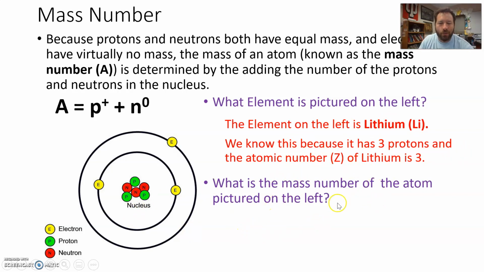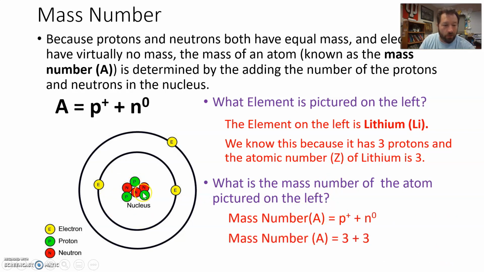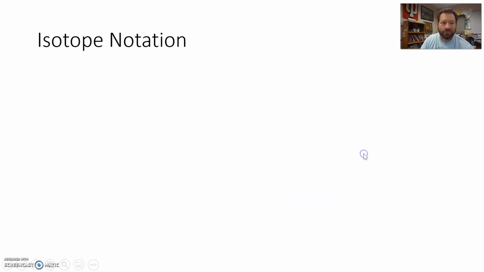Second question then, what is the mass number of the atom pictured on the left? Again, mass number is found by adding the protons and the neutrons. Looking in the nucleus, we have 3 of each, 3 protons, 3 neutrons, so our mass number is 6.